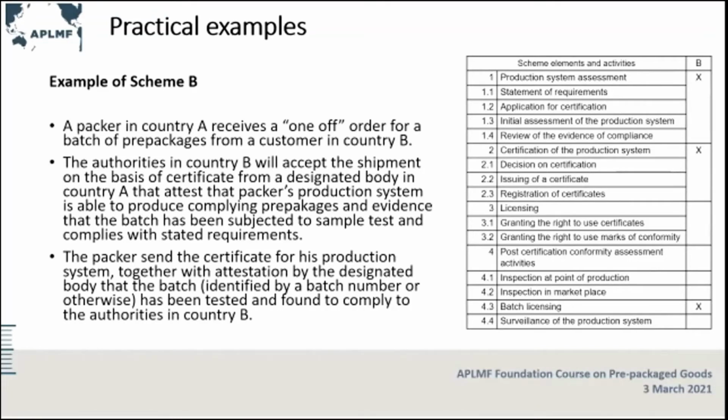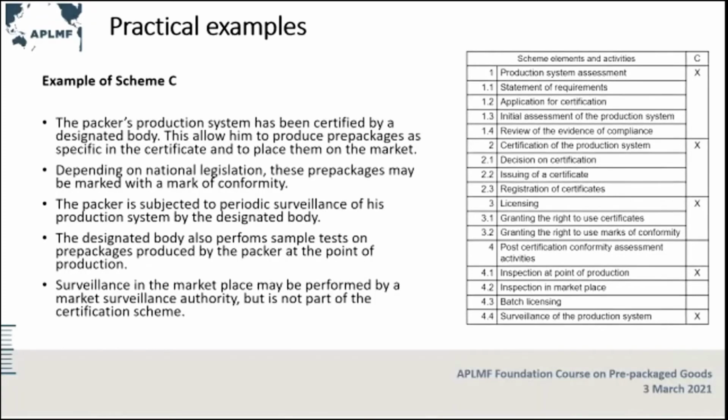So this is the licensing of the batch of the product that might be covered by the product that import or sell to another. So this is the scheme of certification system, scheme B. The example of scheme C is more complicated, for example, because it is covering all activities.